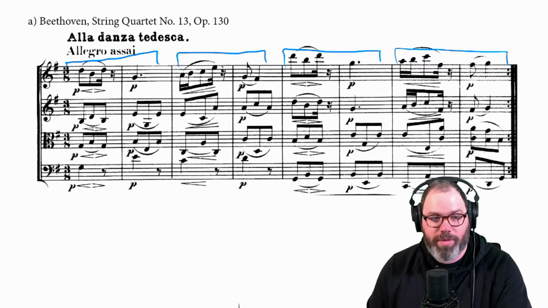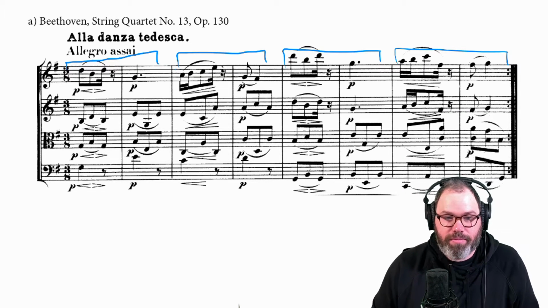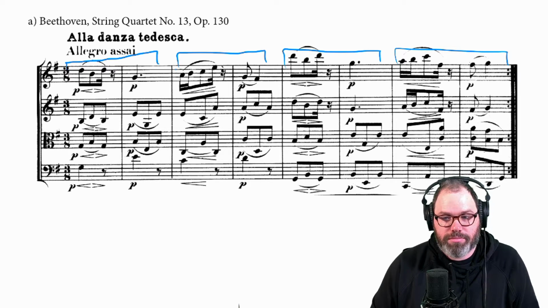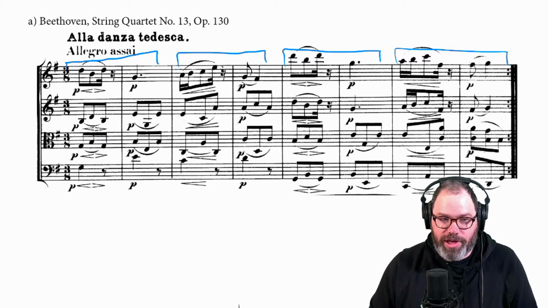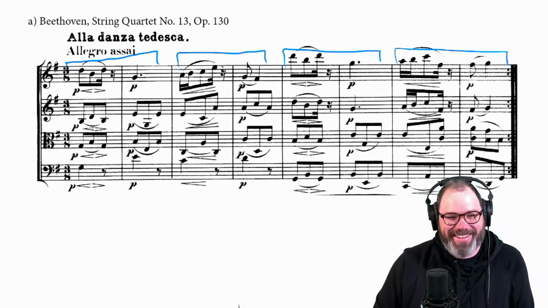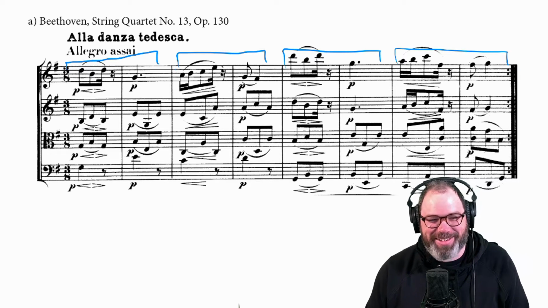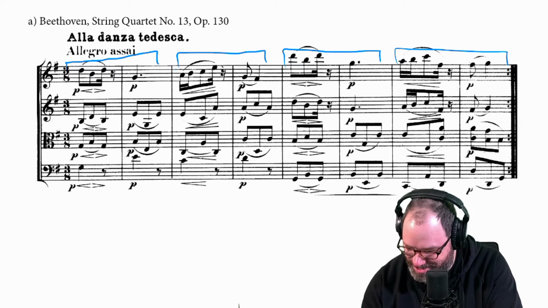Okay, so what about cadences here? Well, there's definitely at least one, right? Where does that fall? At the end of the excerpt, exactly. Let's go with this one.